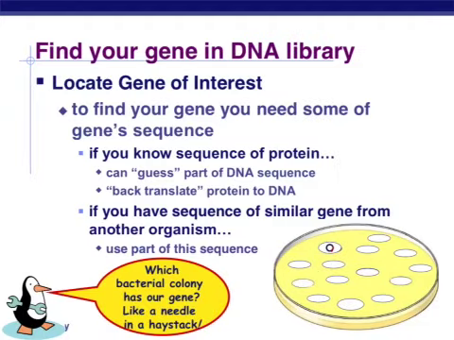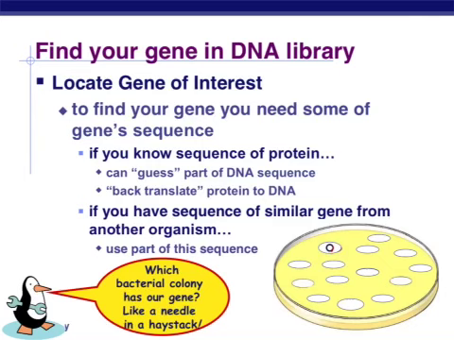So it means that now it's easier for us to find our genes of interest because we have them in these DNA libraries. But how do we find them? Well, to find them, you need to know some of your gene's sequence. So if you know just a section of those nitrogen bases, like how they align in the protein, you can then back translate the protein into DNA.